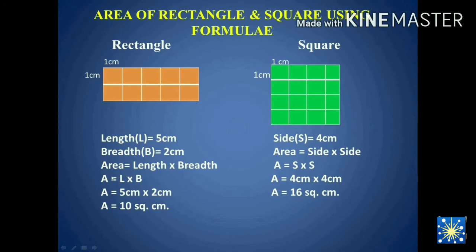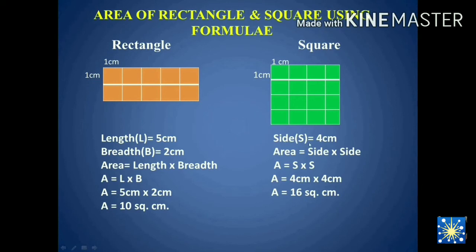So the formula for the area equal to length into breadth, or we can write it as A equal to L multiplied by B. So we put the value of length, that is 5 centimeter, and the value of breadth, that is 2 centimeter. So it becomes 10 square centimeter. So the area of this rectangle is 10 square centimeter. Now we take square.